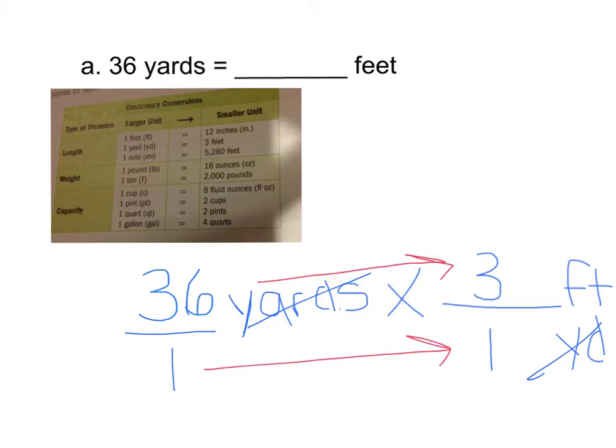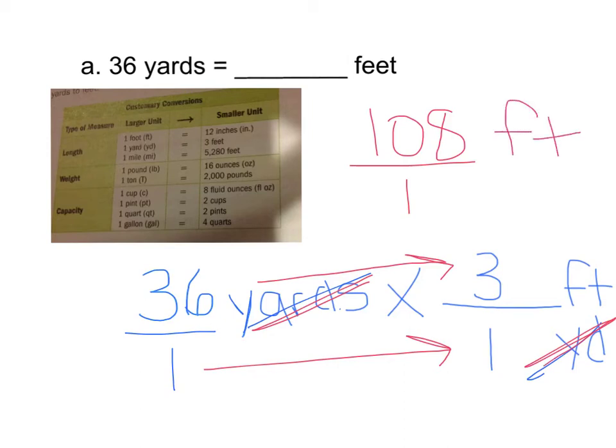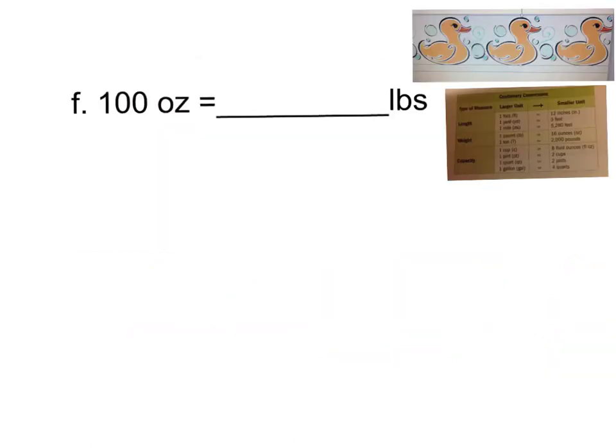Well, 36 times 3 is 108. And then 1 times 1 is 1. Remember, our yards crossed off because that's what we wanted, and we're left with feet. Now, we can get rid of the one below, because that still keeps it the same. So our answer then would be 108 feet are in 36 yards. This problem can be found on page 291.